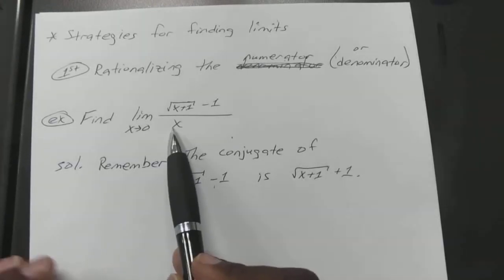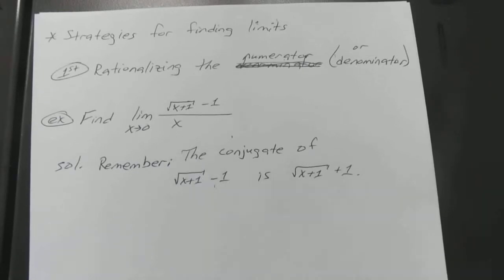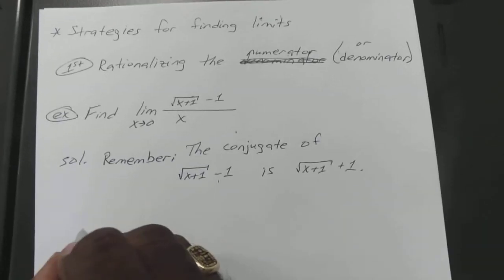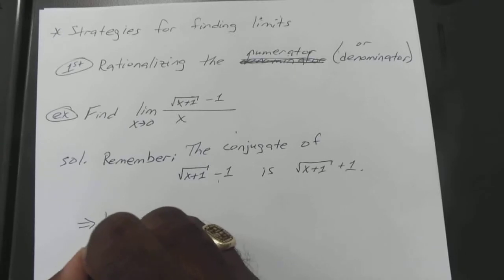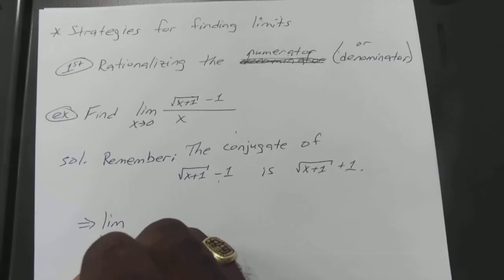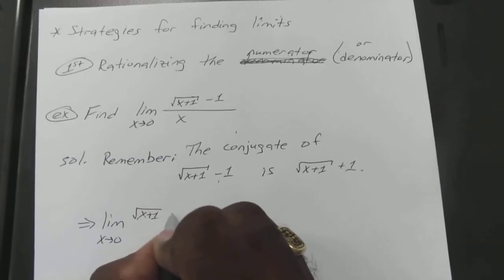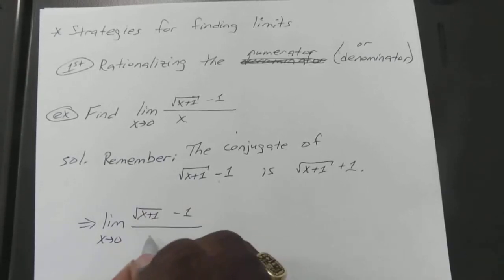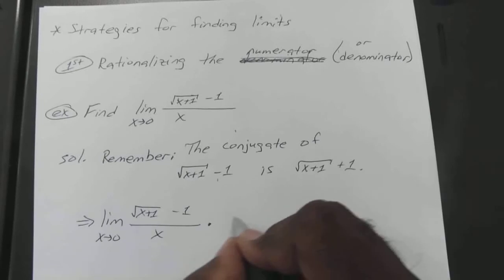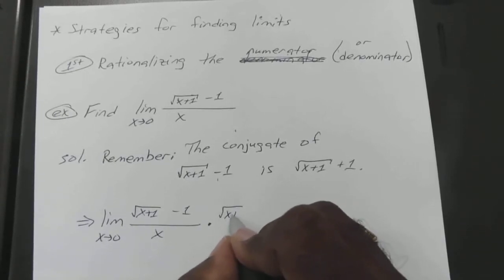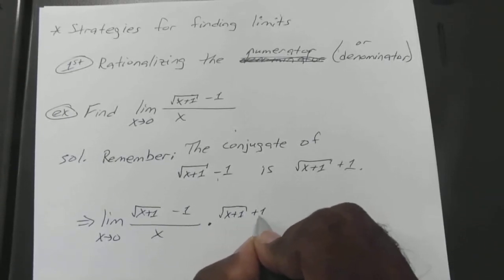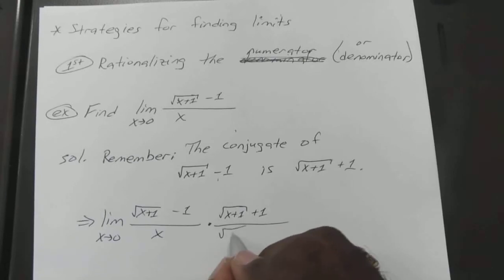Here you couldn't just plug in 0 because it would be undefined. But if you made it like this: the square root of x plus 1 minus 1 over x, times square root of x plus 1 plus 1 over square root of x plus 1 plus 1.